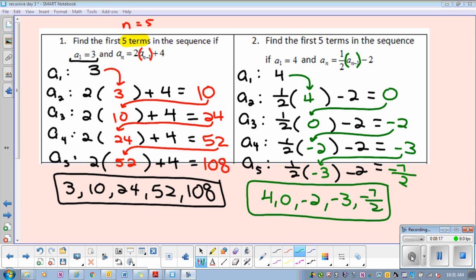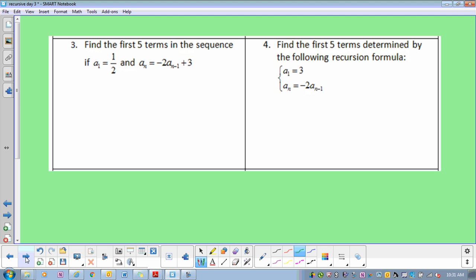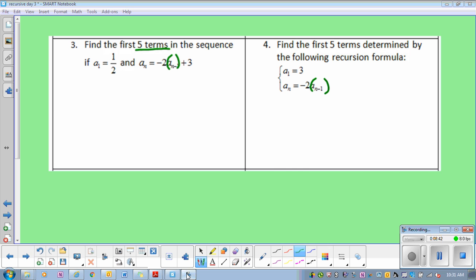So number 2, this is what you should have when you plug in, right? All right. So doing the same thing. Let's keep up our momentum here. Find the first 5 terms. They give us the first number, and this is my plug in the number before, right? Plug in the number before. Okay, so you guys can do numbers 3 and 4.